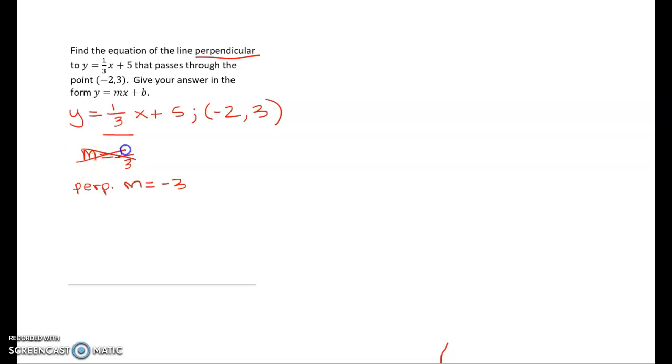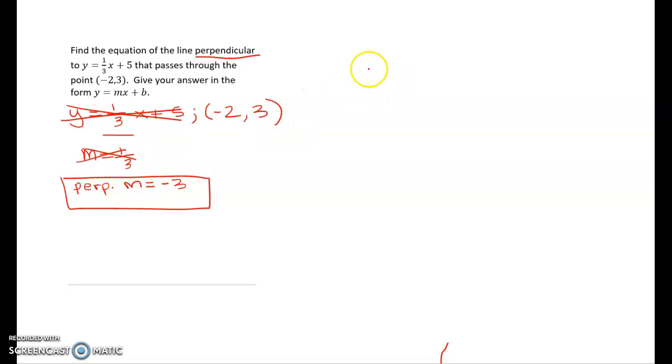So I'm going to cross that out. I just need the slope from that line. I'm also going to cross out this line up here. It can be tempting to use that plus 5, but we're not going to. The only thing we get from the line is the slope so that we can find the new perpendicular slope.